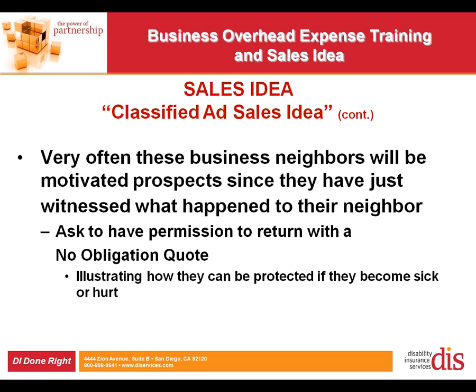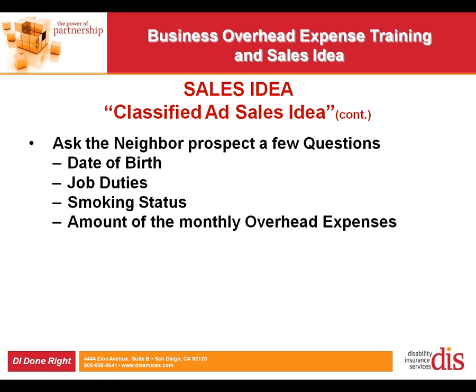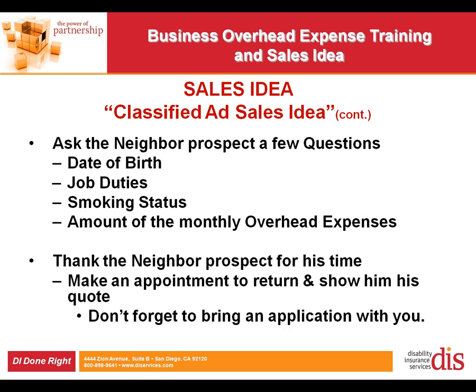So here's what I want you to do. I want you to ask for permission to return with a no obligation quote. So you can come back to the office or wherever and get a business overhead expense quote illustrating how they can be protected if they become sick or hurt. Simple, easy, quick questions, folks. And as I'm sure most of you know, we just need their date of birth, their job duties, tobacco or non-tobacco, and the most important question, how much are their monthly overhead expenses?